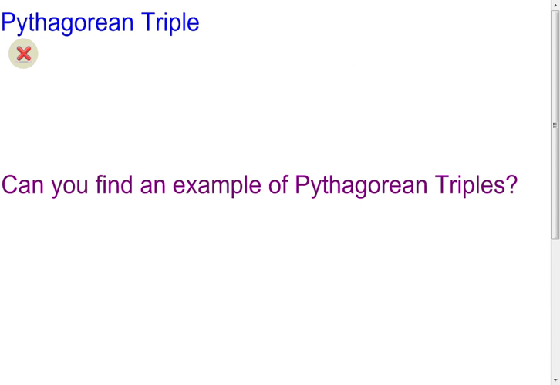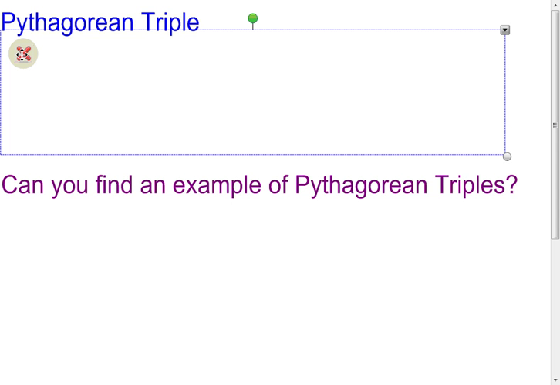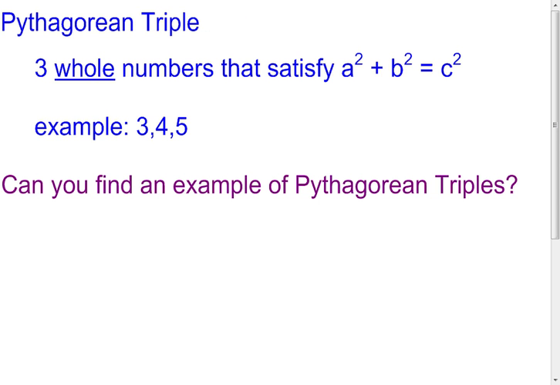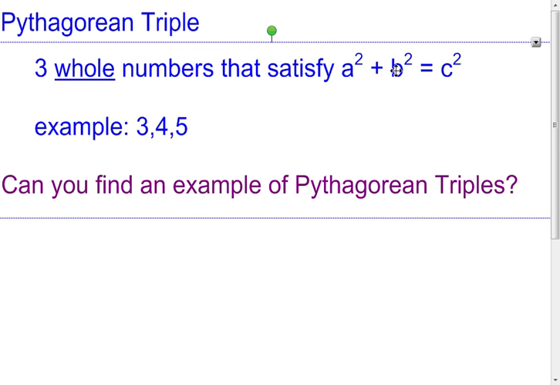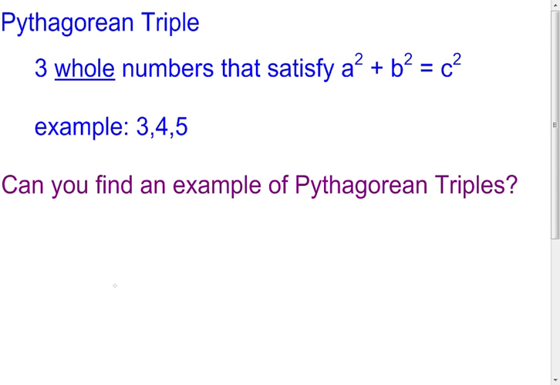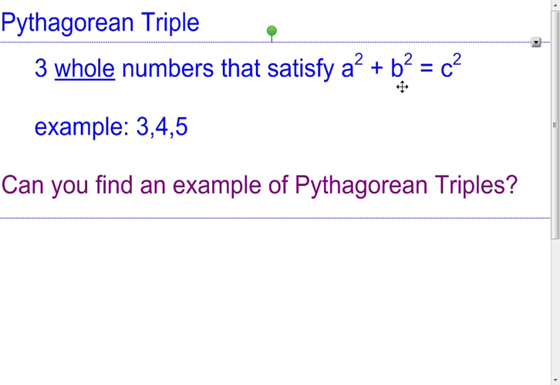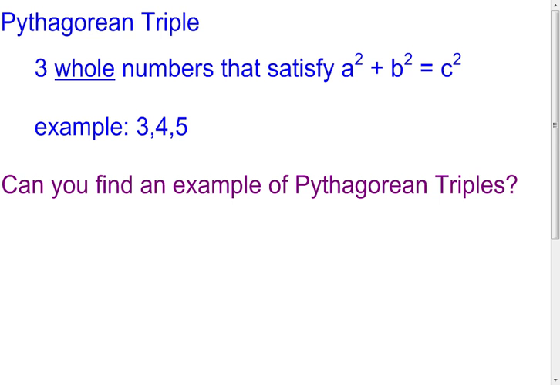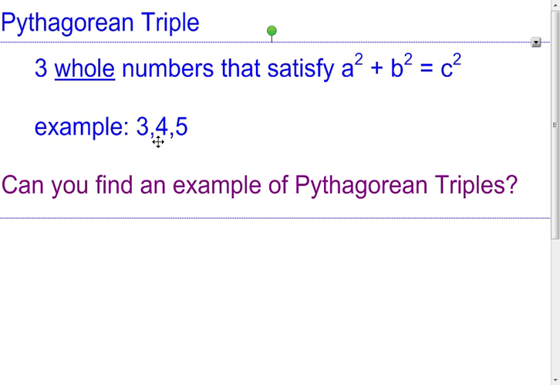Now, Pythagorean triples. Pythagorean triples are kind of cool because there are 3 numbers, hence the triple, that satisfy the Pythagorean theorem, but those 3 numbers also are whole numbers. So there are 2 parts to it. They have to be whole numbers, and they have to satisfy that equation. Probably the most famous Pythagorean triple is the 3, 4, 5. 3 squared plus 4 squared, yes, it does equal 5 squared.